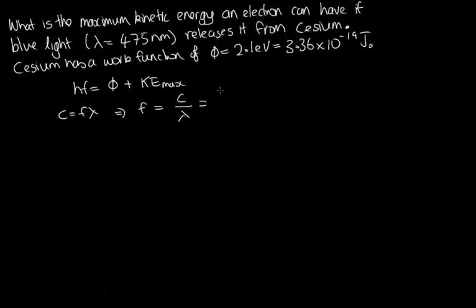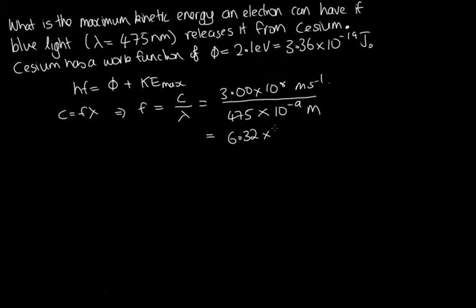The speed of light is given by 3.00 times 10 to the 8 meters per second, and the wavelength is 475 nanometers, so this is times 10 to the minus 9 meters. We enter these numbers into the calculator, and when we do that, you should get 6.32 times 10 to the 14, and the unit for frequency is the hertz. Or if you want, you can put inverse seconds as the units.